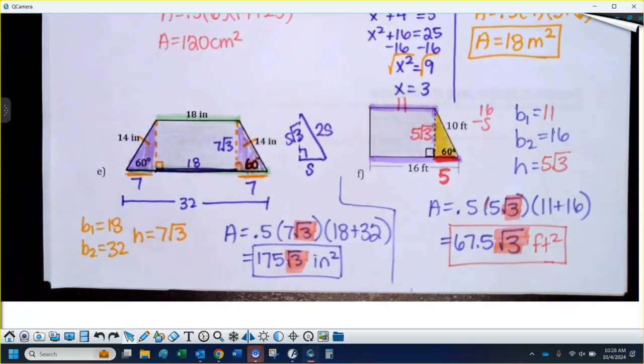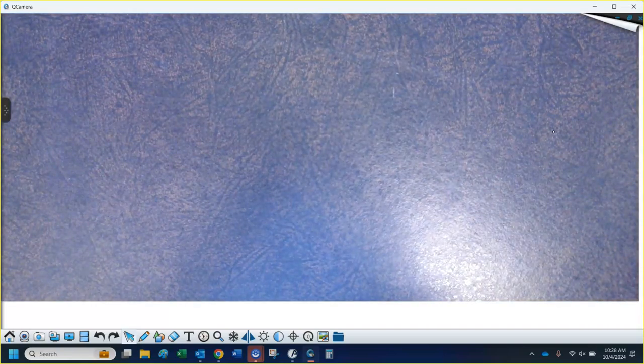All right, those are all trapezoids on the front. A lot of review with 30, 60, 90, 45, 45, 90, and the Pythagorean theorem. What we're going to do on the back is rhombuses and kites, and the reason we're going to do them together is because they have the same area formula.